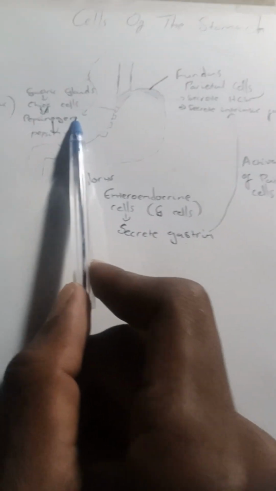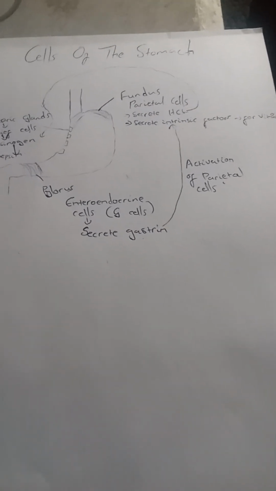Gastrin is a protein which will activate the parietal cells. Parietal cells will secrete HCl, and also they'll secrete intrinsic factor which helps for vitamin B12 absorption. And that HCl secreted by parietal cells will also activate pepsinogen. Pepsinogen is an inactive protein. When it meets HCl, it will be converted to pepsin. Also, the chief cells are also known as zymogenic cells. So these are the main types of cells found in the stomach.